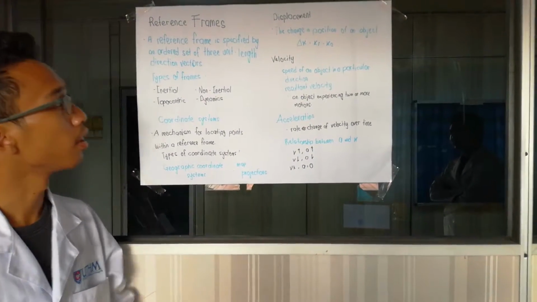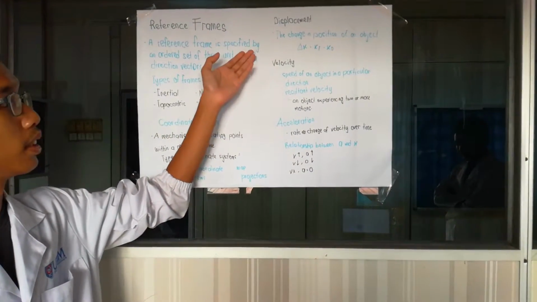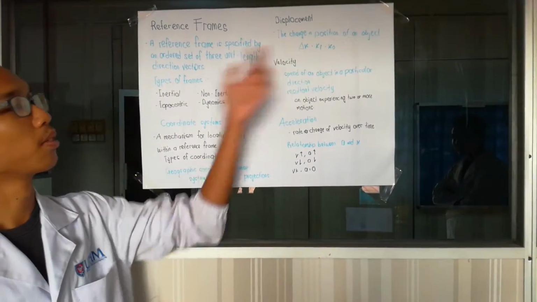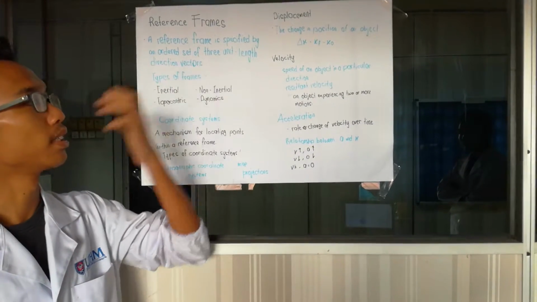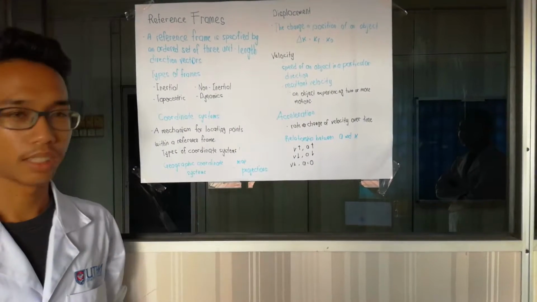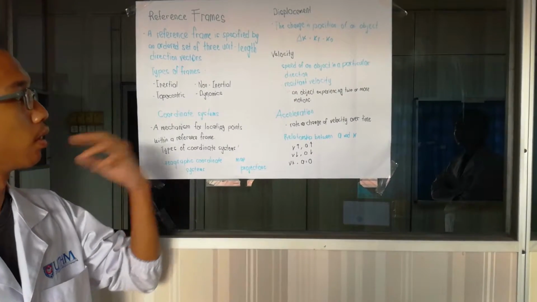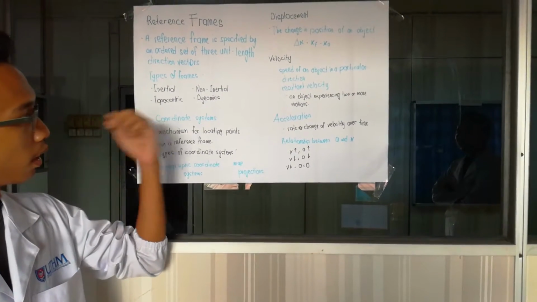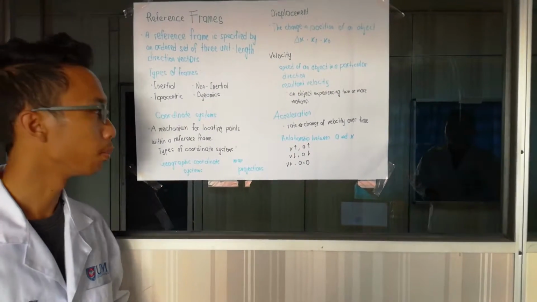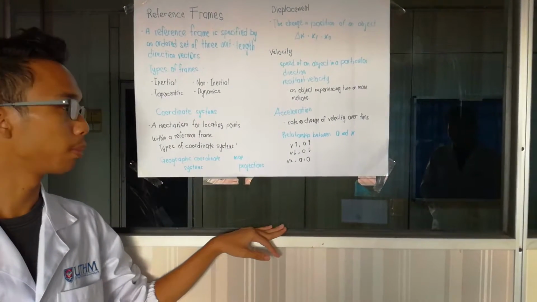In the basics of dynamics and kinematics, we have displacement, the change in position of an object, which is delta x, equal to x final minus x initial. We also have velocity, which is the speed of an object in a particular direction, and we also have resultant velocity if the object is experiencing 2 or more motions. We also have acceleration, the rate of change of velocity per time.